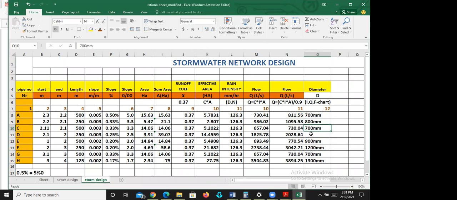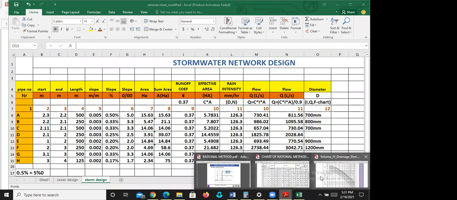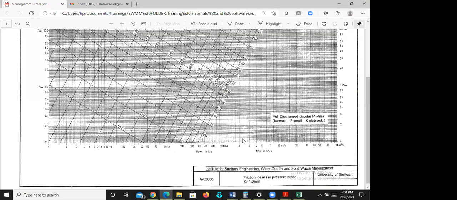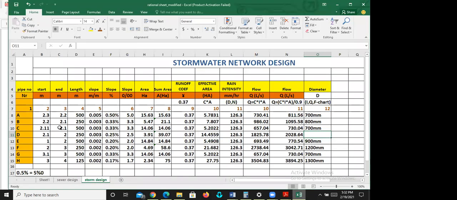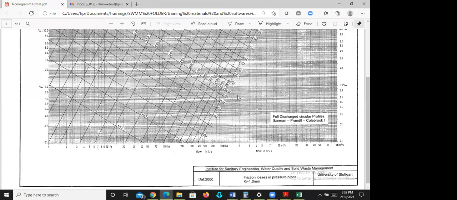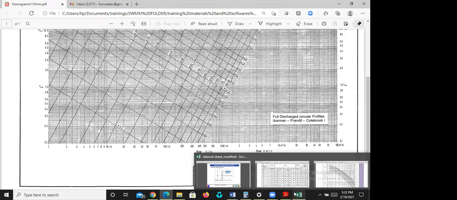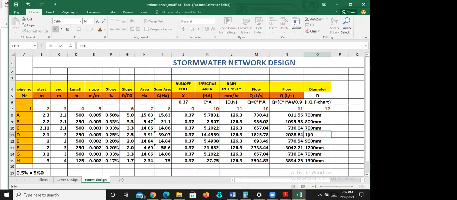So this one now, the last one now, 2,000 will be 2,000 against what? 2,000 against 2.5. So this 2,000 now against 2.5 is giving me 1.1, or I stand to be corrected. Too close to 1.1 to say it is 1.2. So that is that.